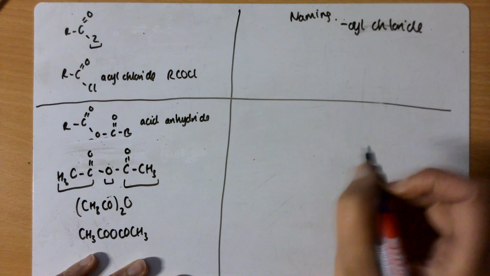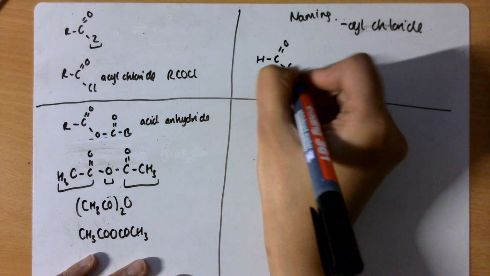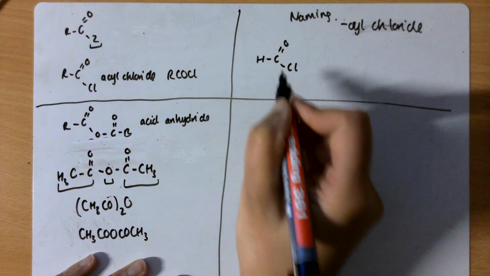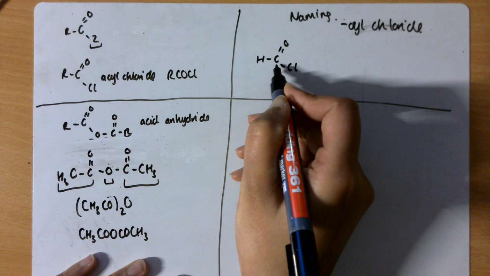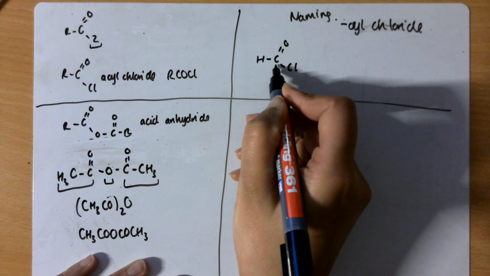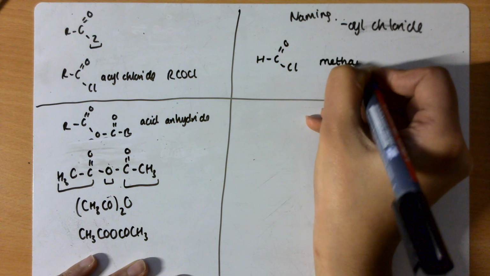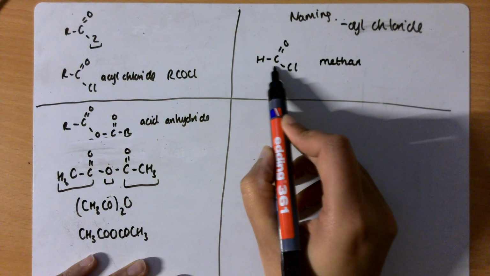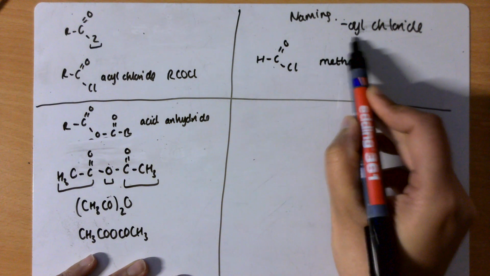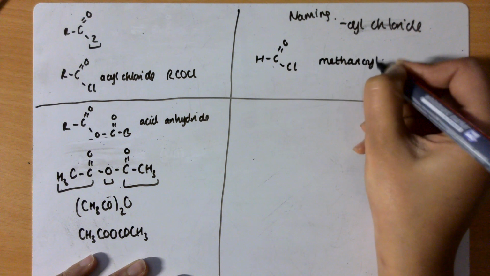So, for example, if I had something that looked like this, that carbon is my highest priority carbon because it's carbon 1. So the longest carbon chain is 1. So I'd have a methane, just to identify it's that part. And then an oil chloride because it's the C double bond O Cl.